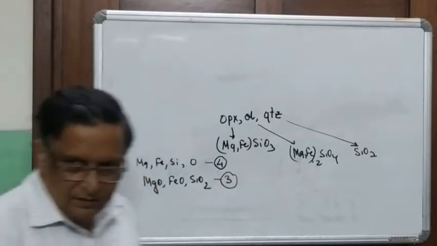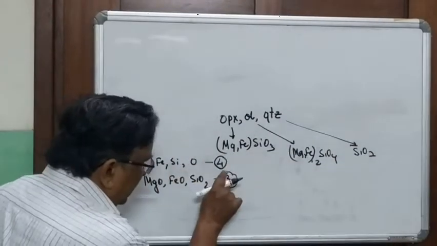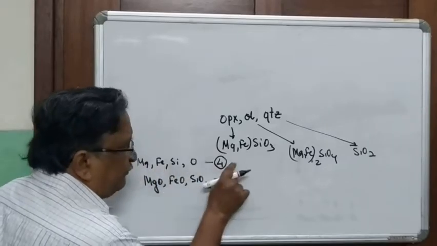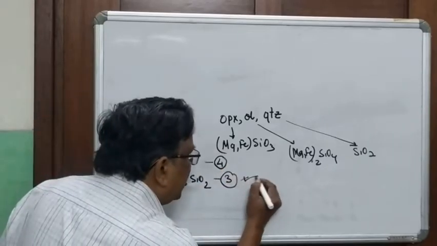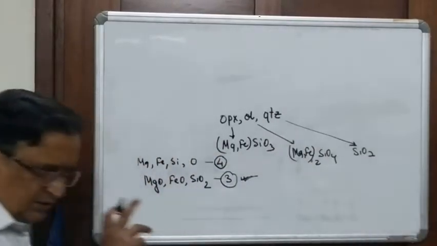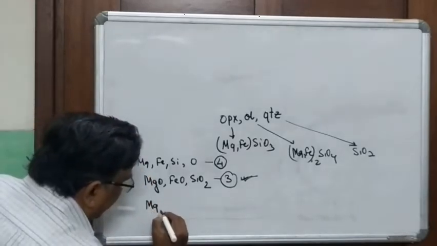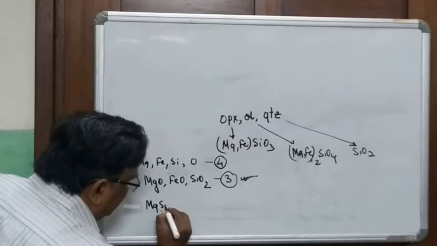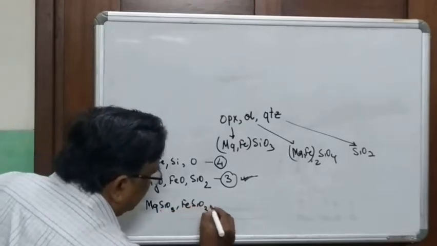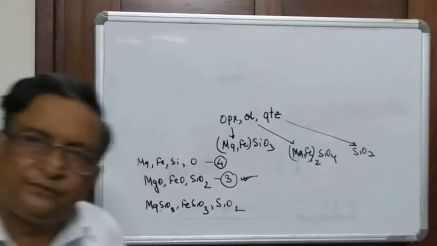So you have MgO, FeO, SiO2, 3 components, versus Mg, Fe, SiO, 4 components. So this is my choice. Or you could have written MgSiO3, FeSiO3, SiO2. This would also do.